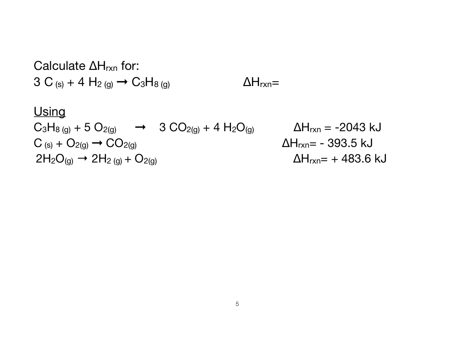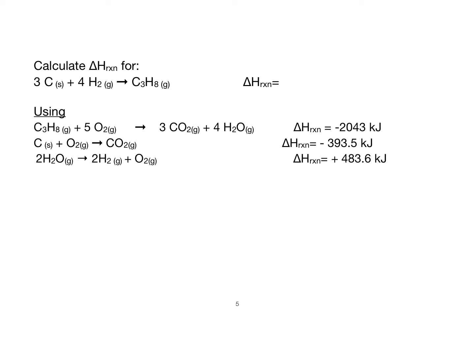So we want to calculate delta H reaction for 3 C solids plus 4 H2, and that gives us propane. So this is a formation reaction, which we'll see in the next video, but basically it says carbon solid plus hydrogen gas gives us propane. What is the heat of that reaction?